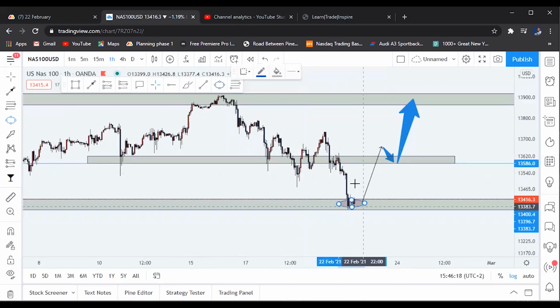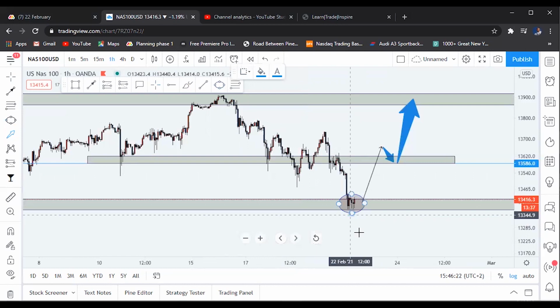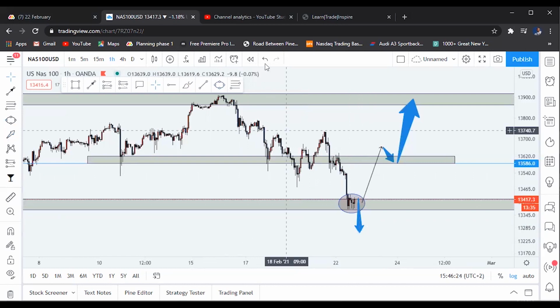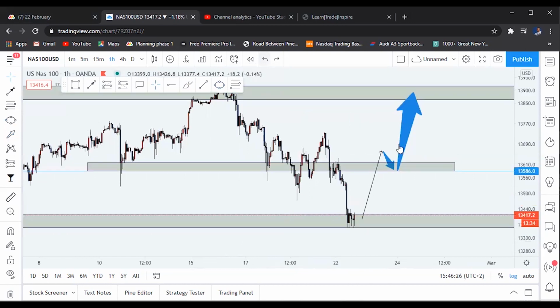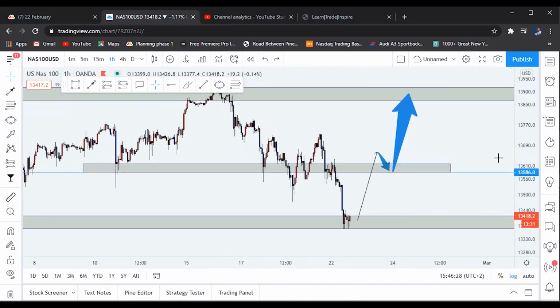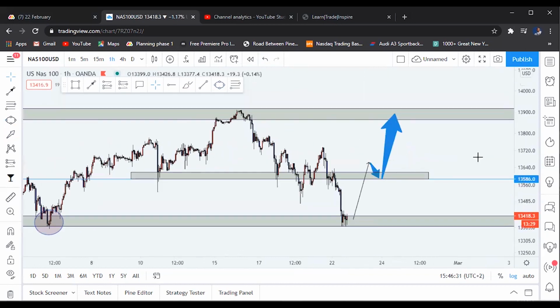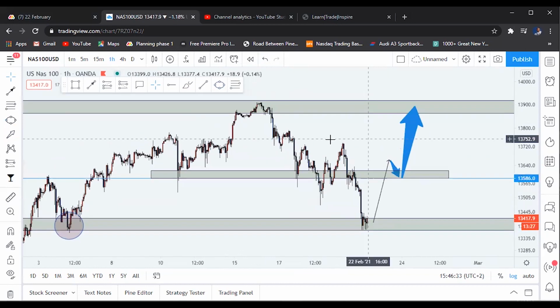Is creating a continuation pattern, then it can just continue pushing all the way to the downside. So we don't want to be caught on the wrong side of the market. That is why we're waiting for structure to present itself, and then we capitalize on this move on Nasdaq.